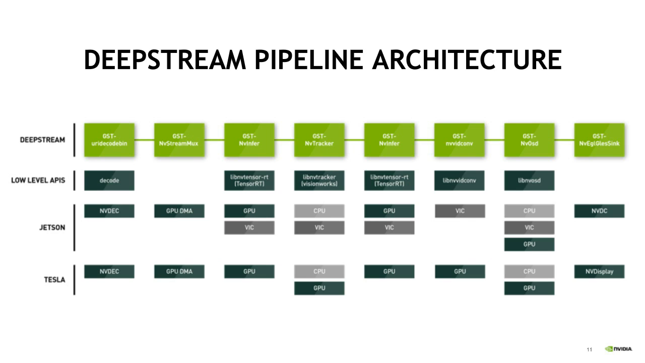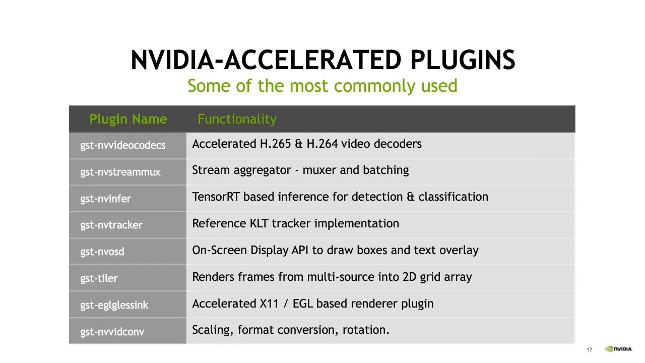This is a list of some of the more commonly used plugins that are included in the DeepStream SDK and accelerated using NVIDIA hardware. Many more plugins are available with DeepStream, but I'll be walking through some of these in more detail to help you better understand their functionality. I'll start with the decoder plugin.